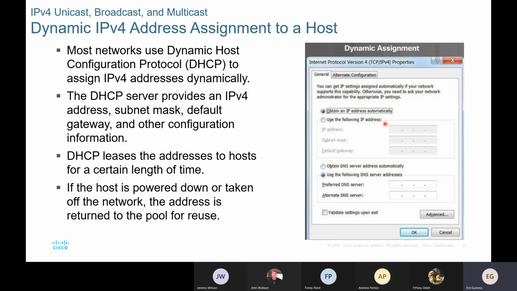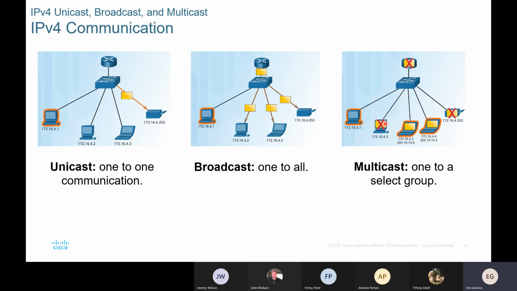So there are two ways to configure an end device. It can be statically configured. It's good for a small network, but not a big network. It doesn't scale well. Or it can be dynamically configured with DHCP. Okay, let's see some vocabulary that we will be using. Unicast, broadcast, multicast. I'm sure you have heard about this before.